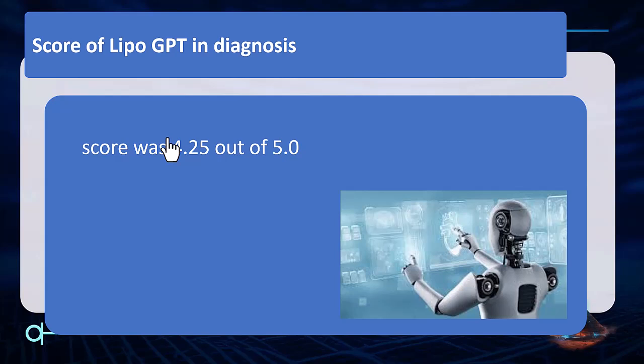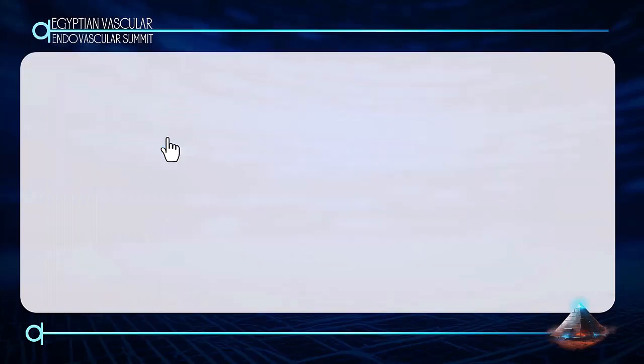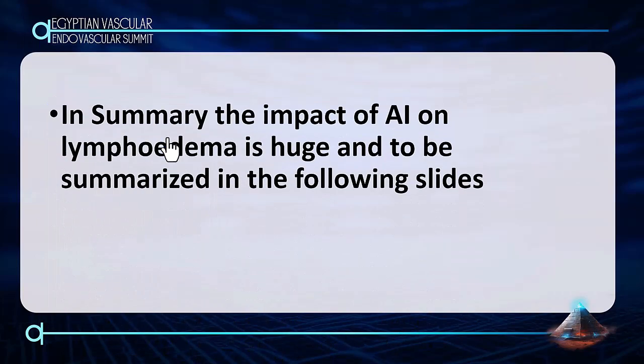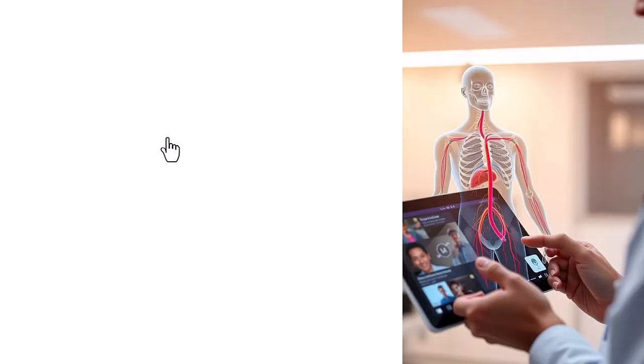And you can easily do this program and you can implement it in your hospital, in your unit, and you can have the prompting technology. I will give a lecture later on prompting technology in vascular surgery, which I think will play a big role in our future. So this model has a very good start. 4.25 is really a good start. So in summary, the impact of AI on lymphedema is huge, and to be summarized in the following slides.